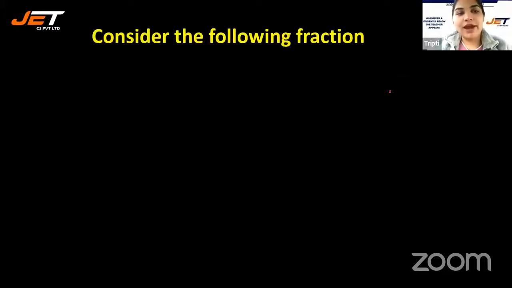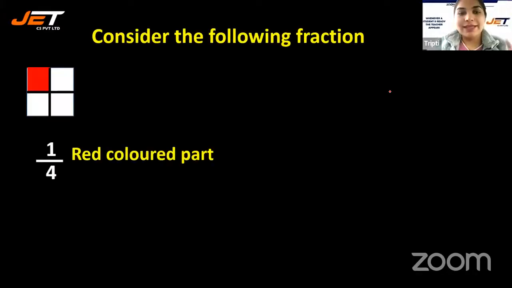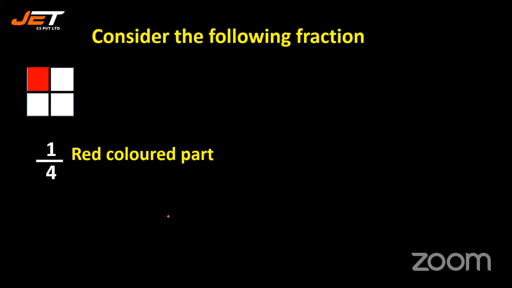So, the following fraction is over here, 1 by 4. The red color part is one out of the 4 equal parts here. We are talking about one part out of the 4 equal parts. This is 1 by 4. And 3 by 4 is written over there because 3 parts are not colored. So if I talk about the fraction of the non-colored parts, that is 3 by 4. Colored part is 1 by 4. Non-colored is 3 by 4.